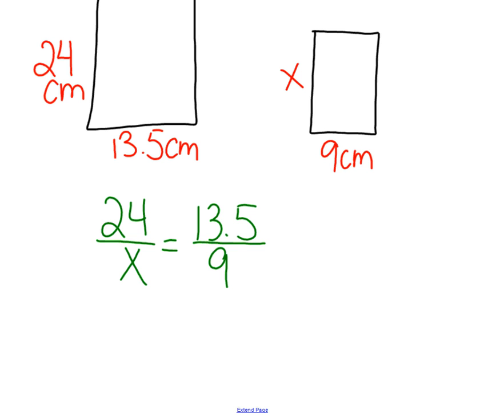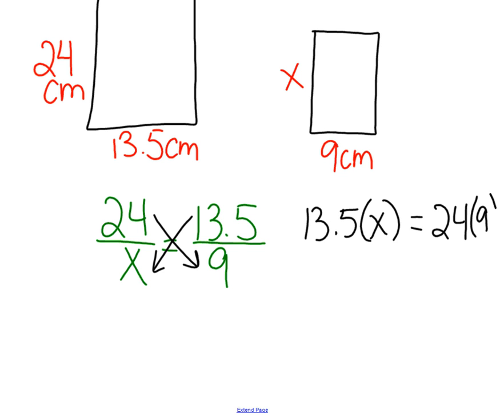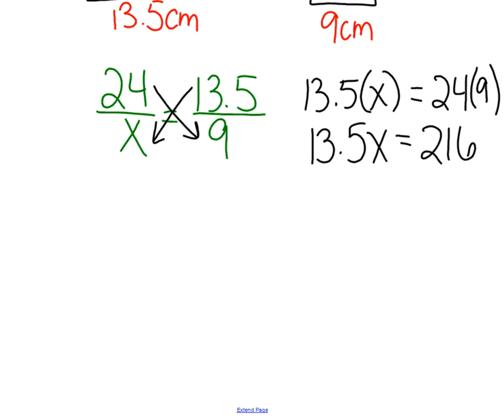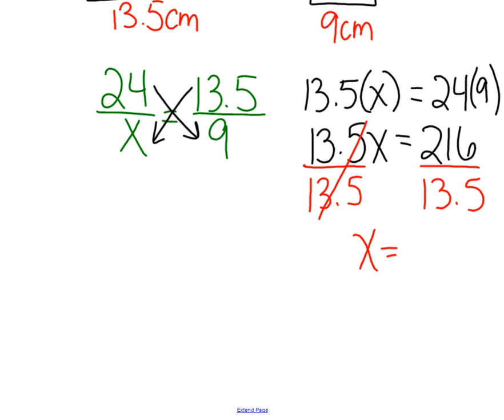So here I can multiply whatever I need to multiply. So I have 13.5 times X. Then I have 24 times 9. And I'm going to start multiplying them out. So 13.5x and 24 times 9 is 216. Now my variable x is being multiplied by 13.5. So I'm going to divide both sides by 13.5. So x actually equals 16 centimeters.